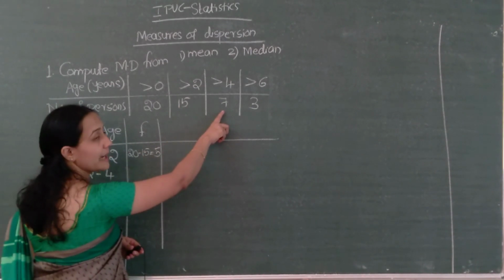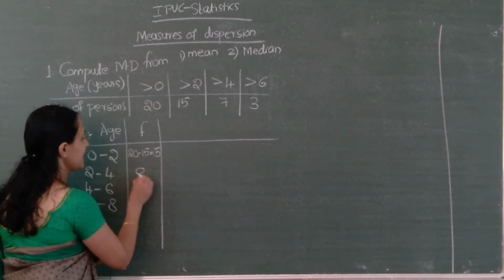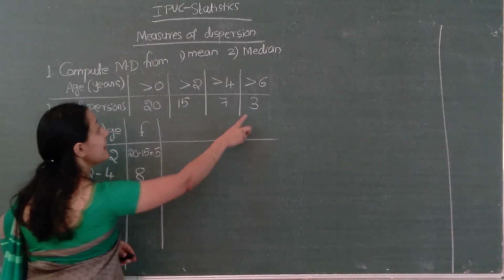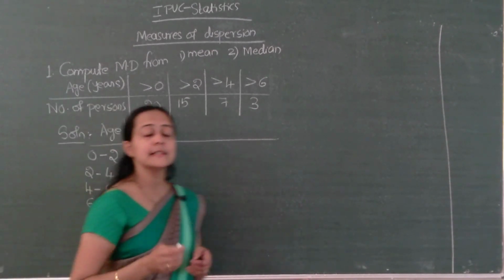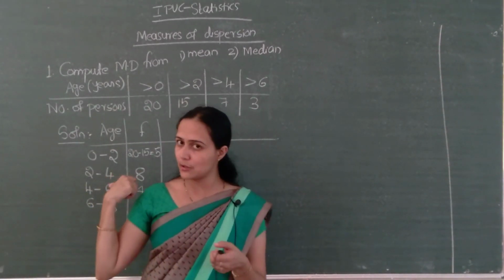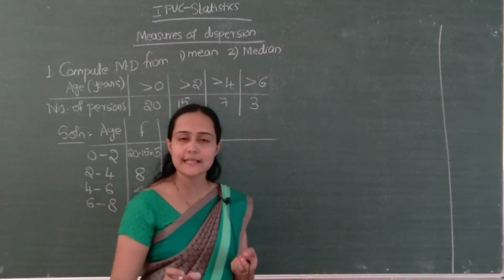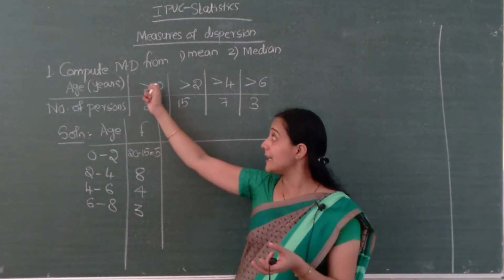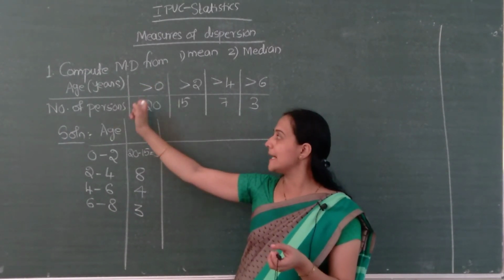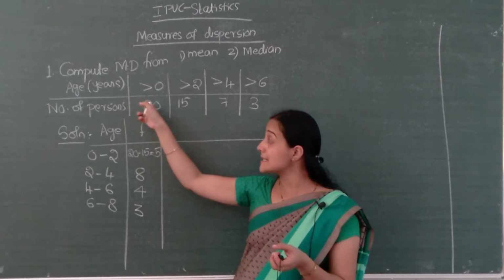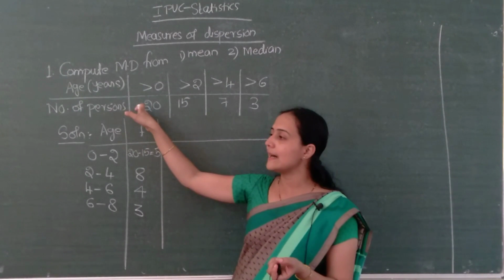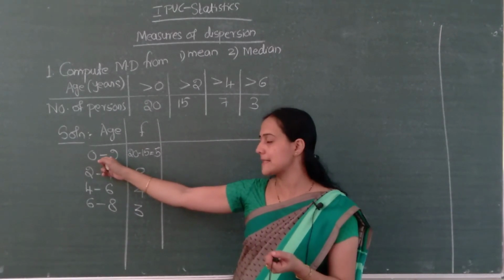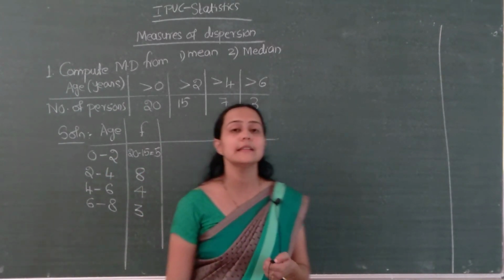Next 15 minus 7 is 8. Next 7 minus 3 is 4. The last frequency remains the same. In the case where lower limits and more than cumulative frequency are given, the last frequency will be the same. If it is the reverse, where upper limits and less than cumulative frequency are given, the first frequency will be the same. Just the opposite; when it is lower limit, the last frequency will be the same.